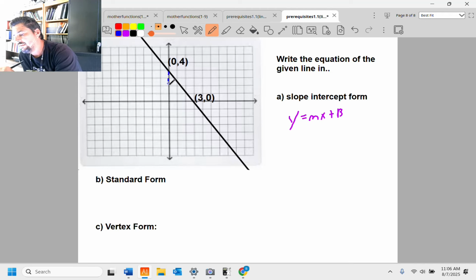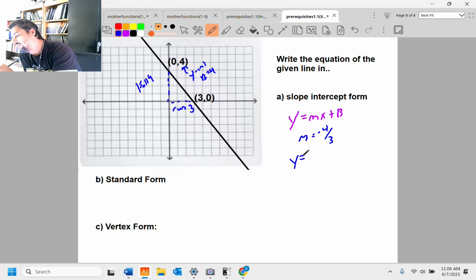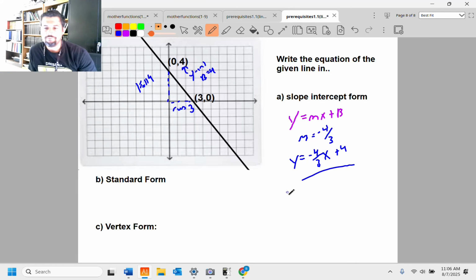Now let's think here. We fall 4 and we run 3. My slope is negative 4/3. This is the y-intercept. B is 4. So my slope-intercept form is y equals negative 4/3 x plus 4. Super easy. General form, that's the tough one.